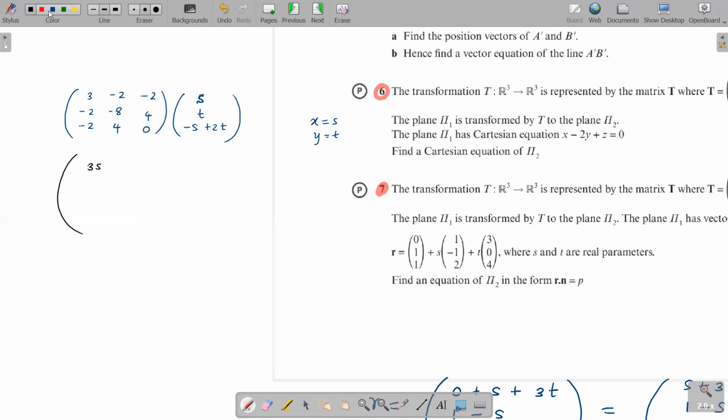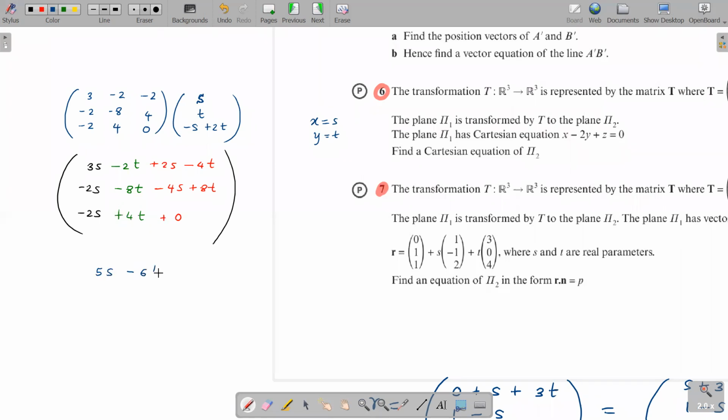3S multiply minus 2T. Minus 2 into S is plus 2S, minus 2 into plus 2T is minus 4T. Are you with me? The other one, minus 2 into S is minus 2S, minus 8 into T is minus 8T, and the last one, 4 times minus S plus 2T is minus 4S plus 8T. The next one, minus 2 into S is minus 2S. 4 into T is 4T, and the other one is directly 0. Do you agree? Can you all tell me the simplified answer here, please?